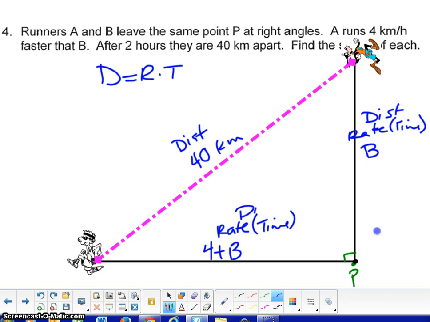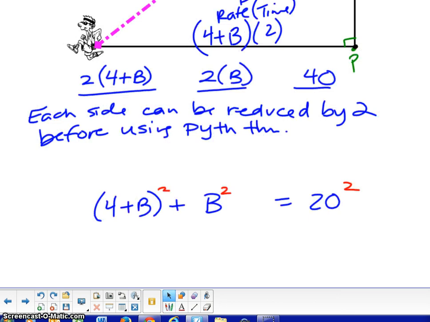Okay, and distance equals rate times time. So that's where we're going to use the 2 hours. Time is going to be 2 hours later. Now let's look at the setup. So you can see that each side is multiplied by 2 before we begin the Pythagorean theorem.